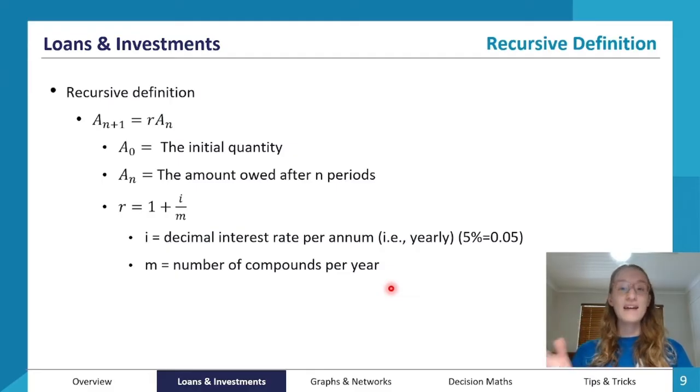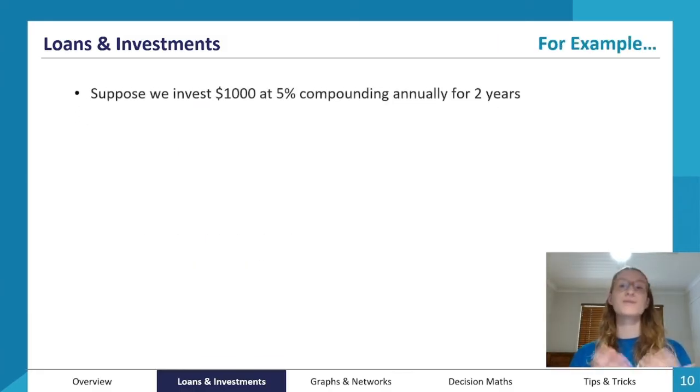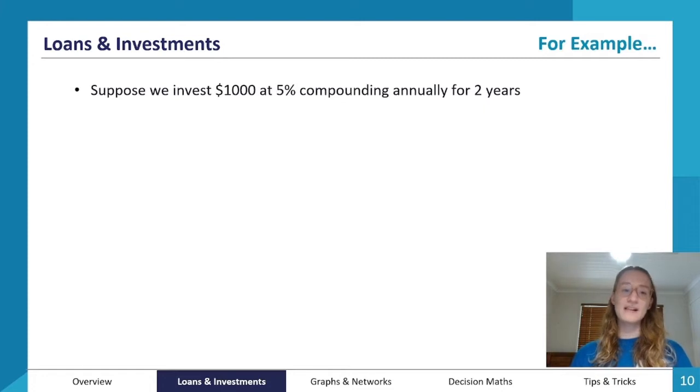And if it's compounding annually, then there's 1 compound per year. If it's compounding monthly, then we have 12 compounds per year. If it's compounding weekly, we have 52 compounds per year. So those are kind of the different ways that we define the variables. So let's do an example to hopefully make that a bit clearer.